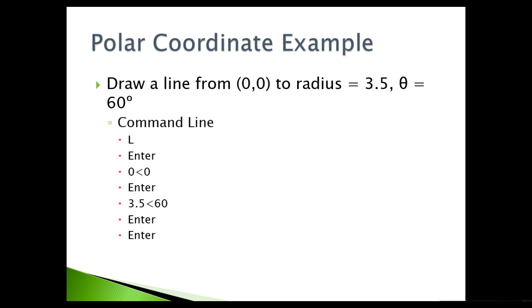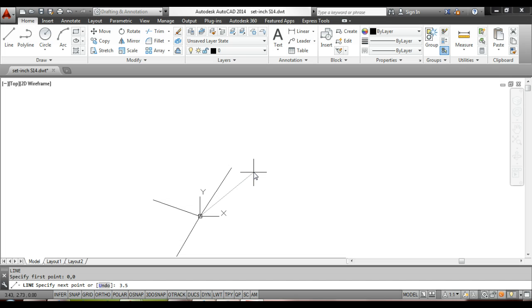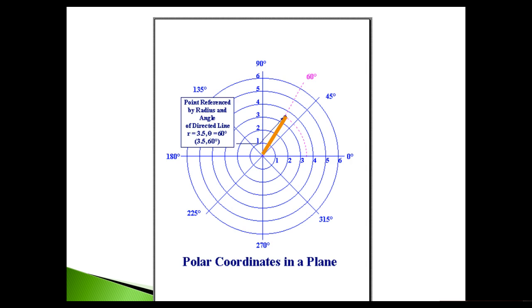And notice this time, because it is a polar coordinate, I'm not going to use my comma. I'm going to use the less than symbol, or shift comma, and then put in the angle. So that less than symbol in AutoCAD stands for angle. Now I can type in 3.5 less than 60. That tells the computer we're looking at an r of 3.5 and an angle theta of 60, and then enter. You'll notice that line is very close to the very first line that we drew when we were doing this particular assignment. So it should look something like that.